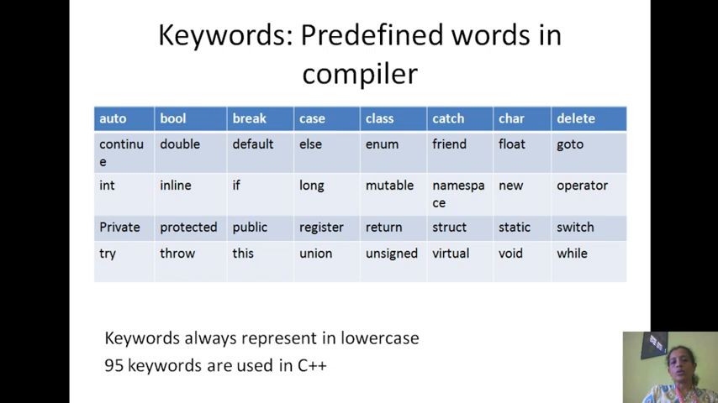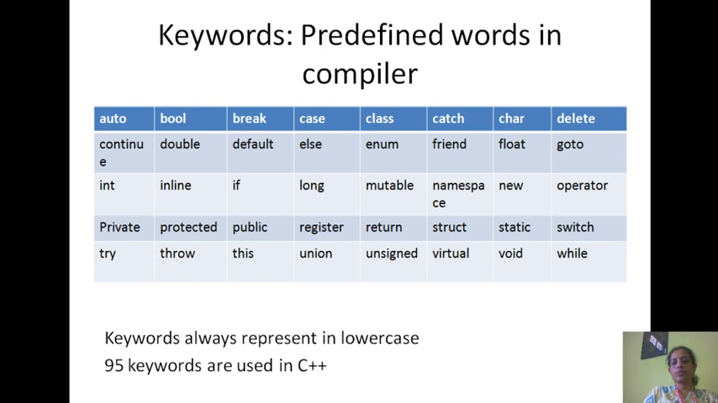Like auto is a keyword to define an automatic or local variable in C++ for the particular block where we define the variable. The next one is break. The break keyword is used to break the execution. Like that, every word has one specific meaning, and for that particular meaning we can use the keywords.